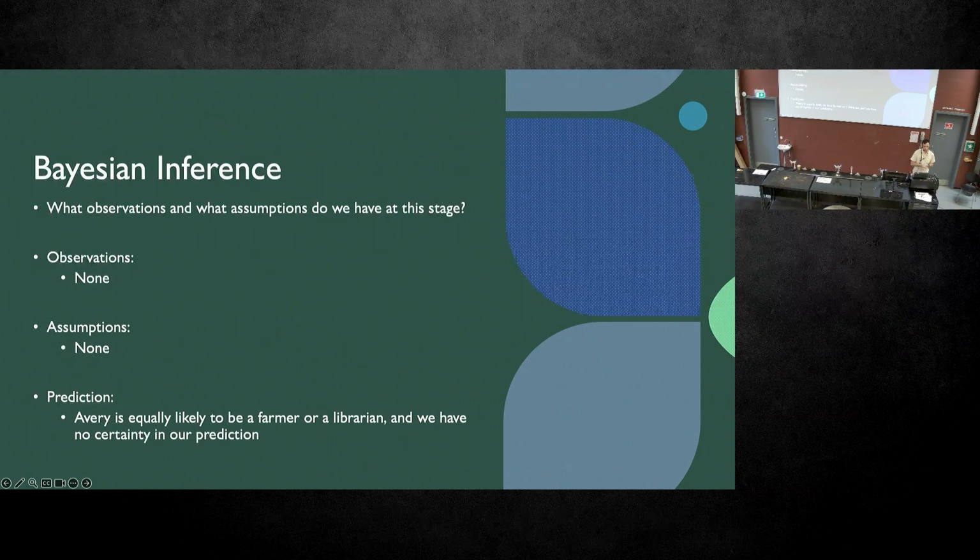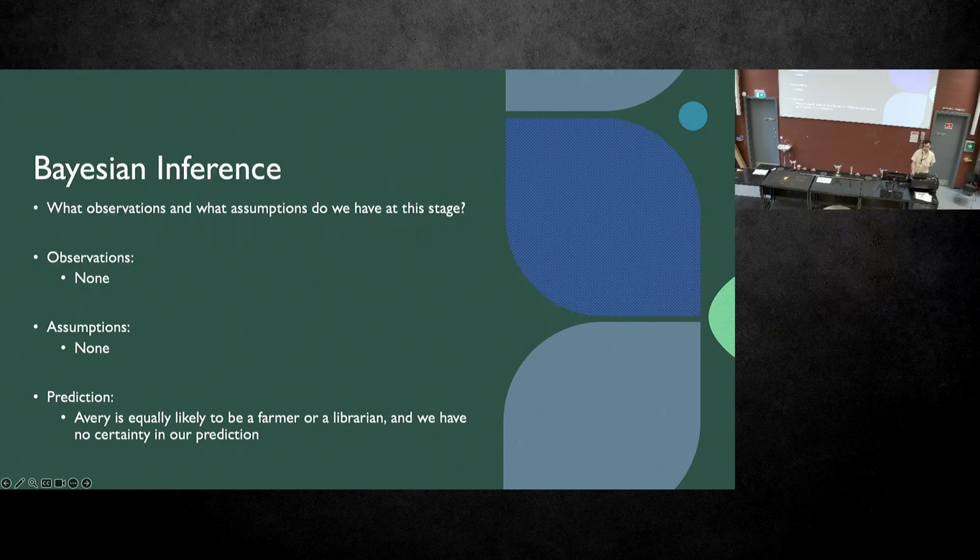So at this stage, we come to these data, these observations, and we have none. We don't know anything about Avery, anything at all. And we also don't have any prior information or any prior assumptions about what it means to be a farmer or what it would mean for Avery to be a farmer. So when it comes to making our prediction or applying this model, we then say, well, Avery's equally likely to be both, and we don't really have any confidence in which one that they are.